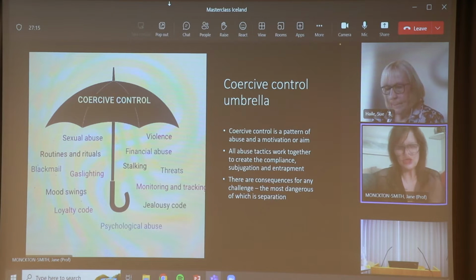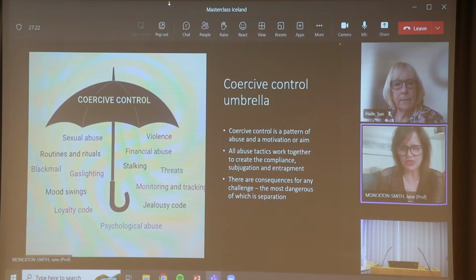So coercive control is not merely psychological abuse. I think that's the message that we want to get across.